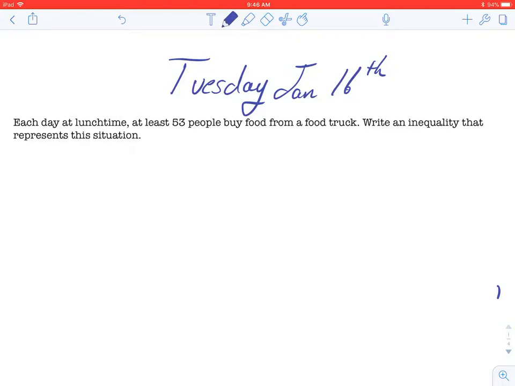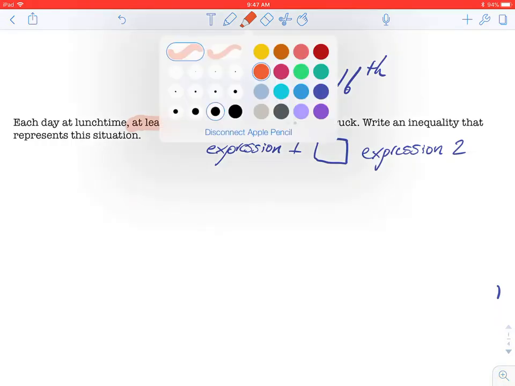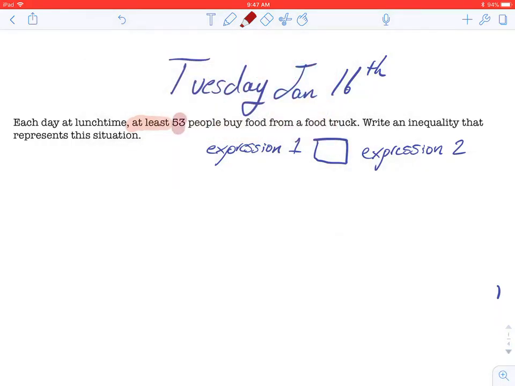Each day at lunchtime, at least 53 people buy food from a food truck. Write an inequality that represents the situation. So I'm looking for three pieces of information. I'm looking for expression 1, a symbol that's going to compare it, and then expression 2. In the information that I have here, I can see that the describing word is "at least." This describes just how many people are coming to my food truck, and it's at least, and then the number, one of the expressions, is 53. At least 53 people will be buying food from a food truck.